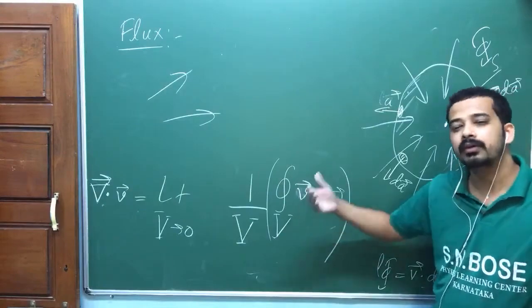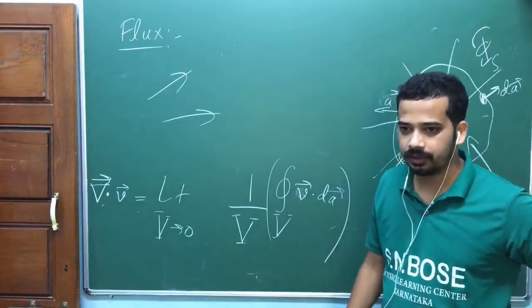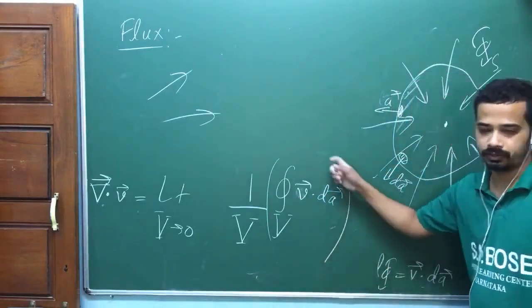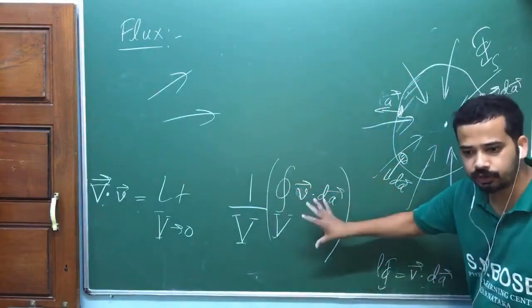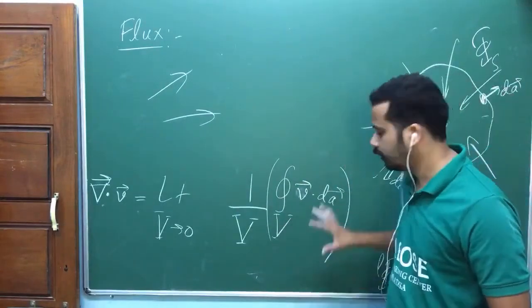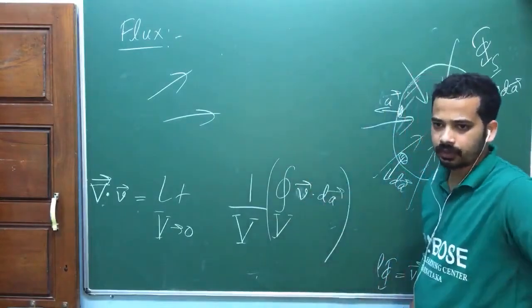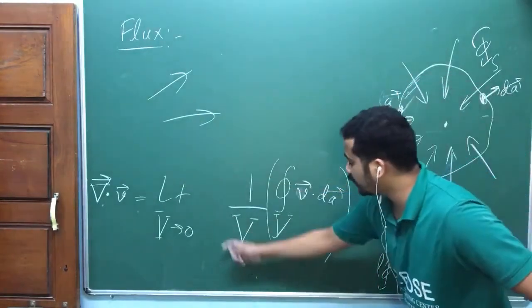If this is negative, field lines are going inward. That's the meaning, okay? So this is an outward flux actually. We say outward flux. If the value is positive, field lines are actually going outward. If this value is negative, field lines are going inward. That's the convention, okay? So this is the volume density of the outward flux.